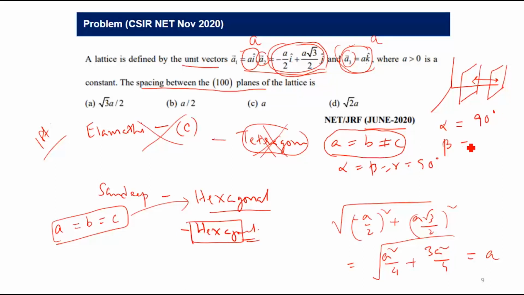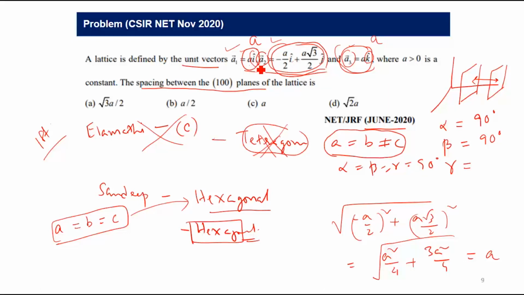What is beta? Beta is the angle between A3 and A1. This is I cap, this is K cap. I cap dot K cap is 0. So what is beta? Again 90 degrees. But what is gamma? Gamma is the angle between A1 and A2. If you see here, there is I cap and I cap. I cap and J cap will be 0, but I cap and I cap is 1, right?